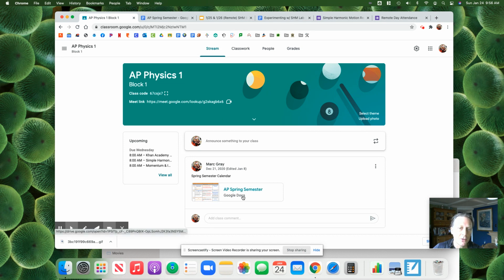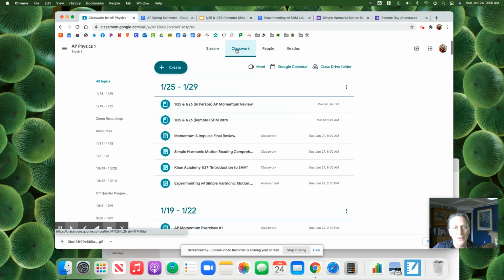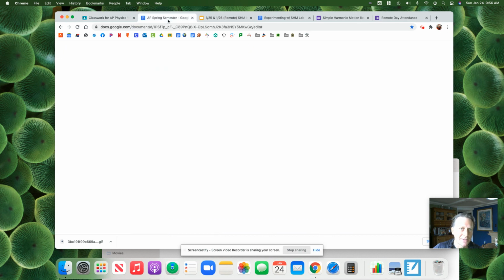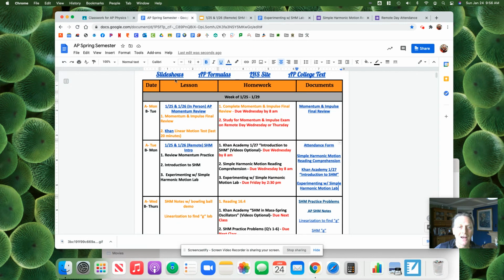So notice you have your AP Spring Semester Calendar. That's where we're going to find most of our information. I do want to notice that in the Classwork tab, you still find all the information that we have linked into the calendar. So here's the calendar. A couple things to notice. We have got our in-person day and our remote day.